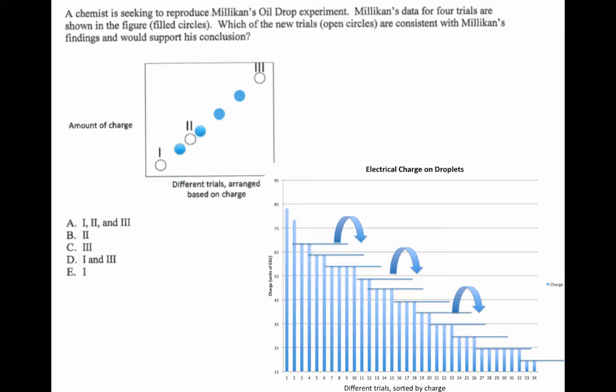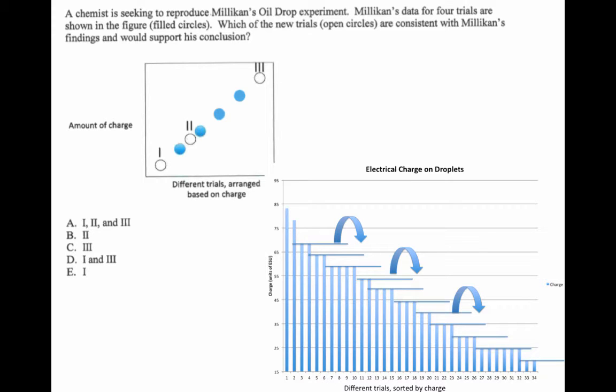So if we look back within the proposed data right here, point 1, is it possible to have less charge than the other droplets that were shown? Yeah, that's okay, as long as it keeps that same incremental pattern. In droplet 3, could you have more charge? Yep, once again, as long as it's keeping that same incremental step size.